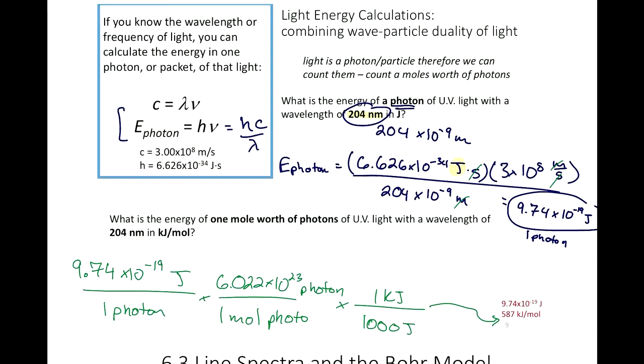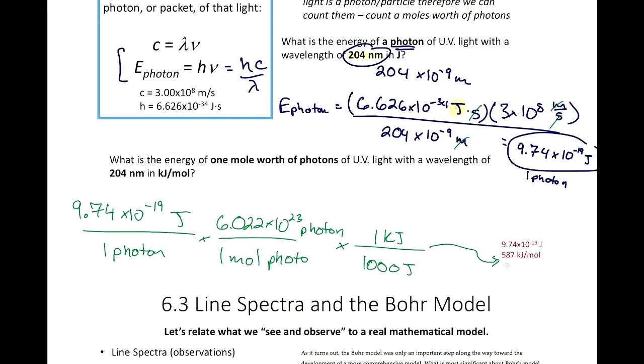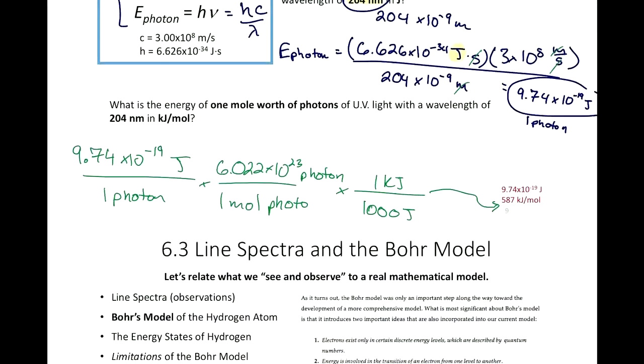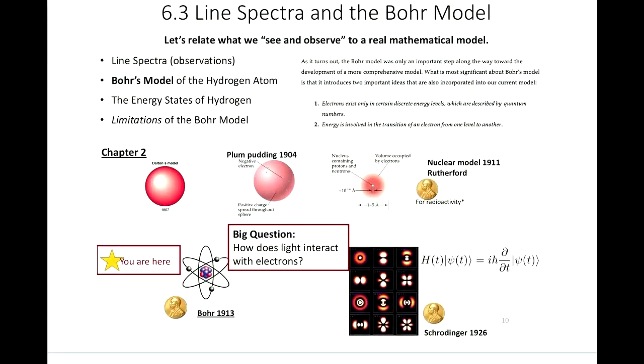We just have to remember that photons, when we use Planck's equation, E equals h nu, that's the energy of one photon. But if we want a mole's worth of photons, we've got to scale it up and basically multiply by Avogadro's number. We can count them, like we can count atoms, right? Okay. All right. So now let's talk about why light is important.